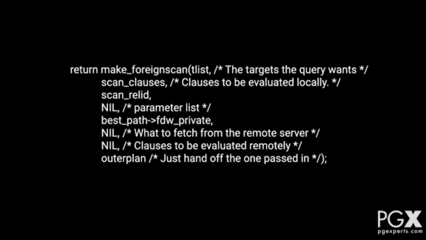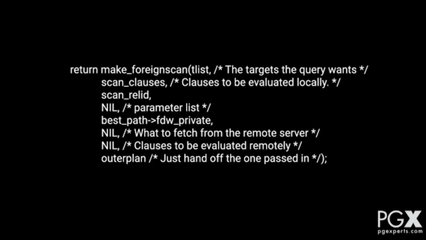So what you generally do is call make foreign scan, a utility function that's provided for you, and return that. It's easy. If you want a good example, you can look at the file _FDW, which is about as simple as a foreign data wrapper can get inside of Postgres.